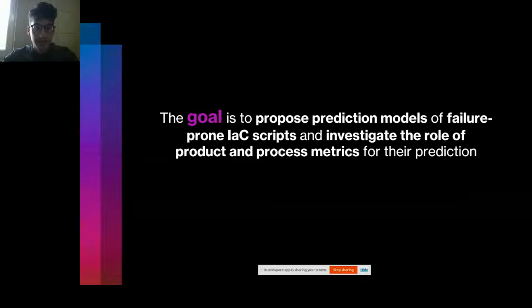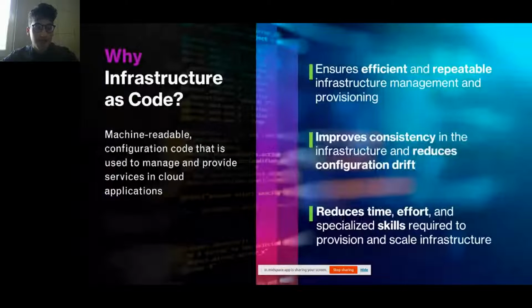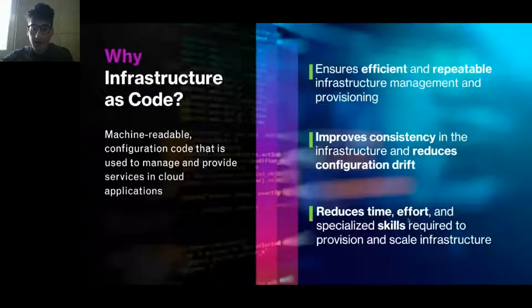Infrastructure as code, in a nutshell, is just a machine-readable file used to configure software-defined infrastructures, to provision those infrastructures and to manage cloud applications. It has several advantages with respect to the traditional provisioning. It ensures efficient and repeatable management and provisioning. It improves consistency and reduces configuration drift. And at the same time, it reduces the time and effort required to provision and scale the infrastructure.